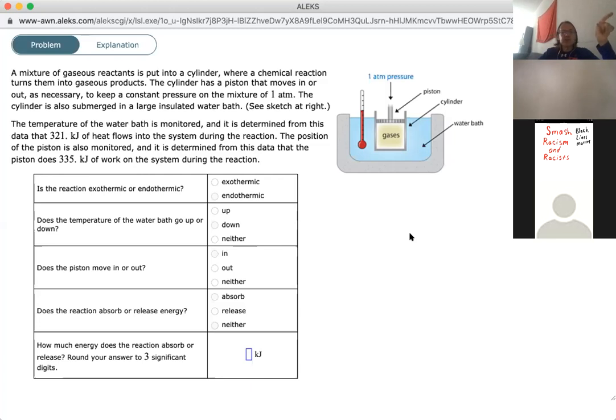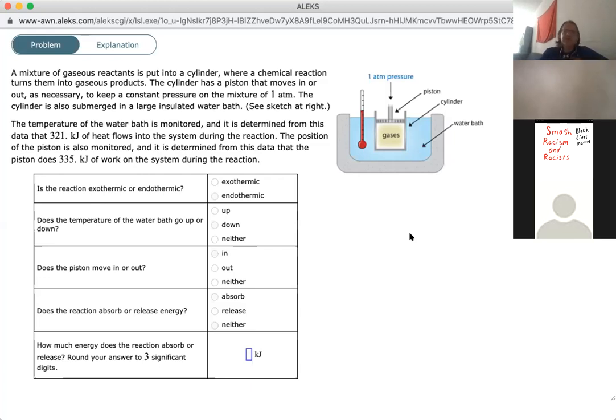Well, we're going to look at the work. The piston does work on the system, 335 kilojoules, right? So if you're doing work on the system, that means the system has more energy. If it has more energy, you've done work on it, that means you've compressed the gases. If you compress the gases, that means that the piston came in, right? It came in, that's compression. So in this context, in is compression.